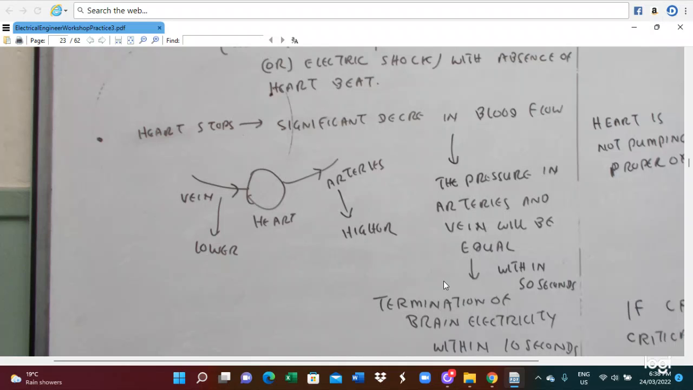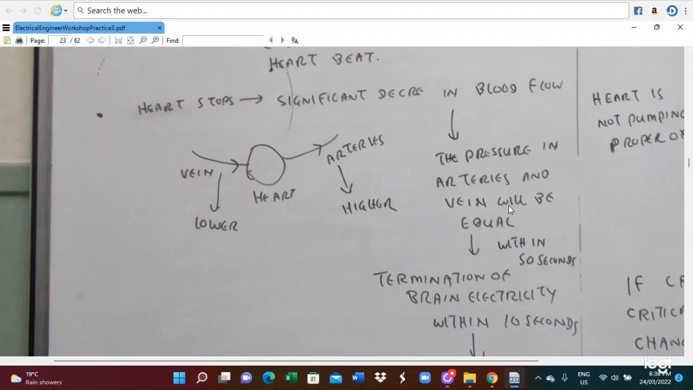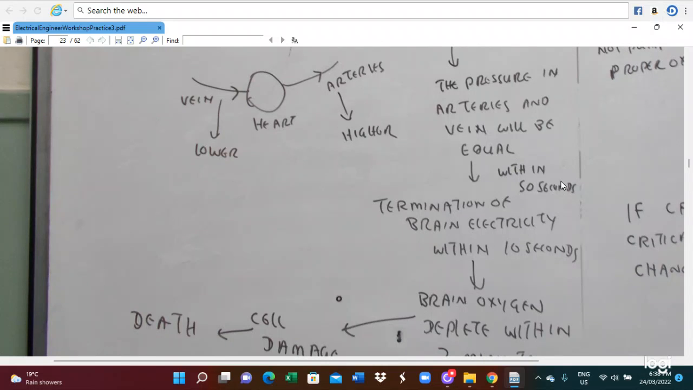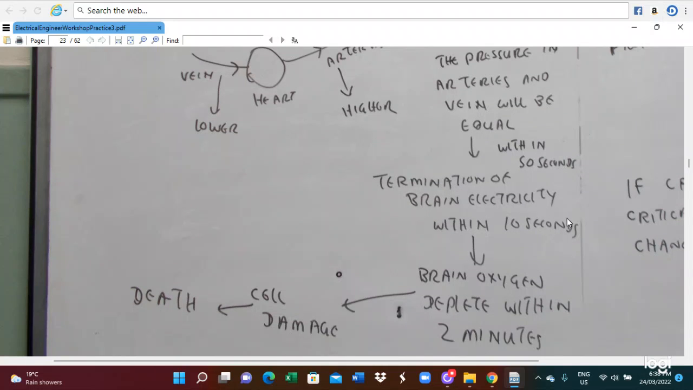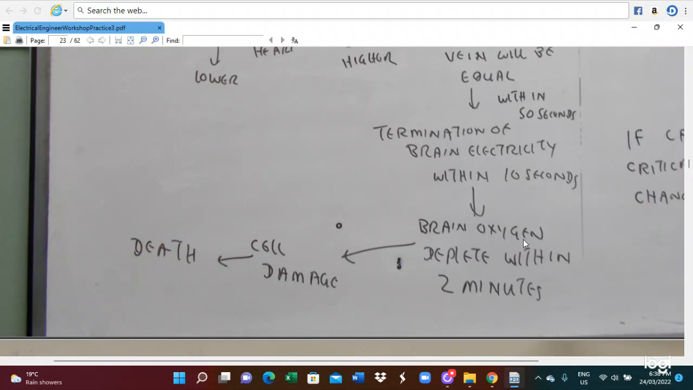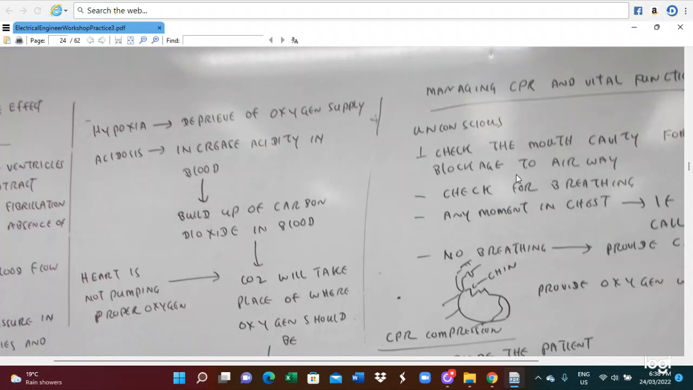In this case, the output of the heart is at a higher pressure. When there is a decrease in blood pressure, the pressure in the arteries and the veins will become equal within 15 seconds. Termination of the brain's electrical activity occurs within 10 seconds. When the brain loses electricity, brain oxygen is depleted within 2 minutes, and the cells will be damaged, which can cause death. Hypoxia means the deprivation of the oxygen supply.